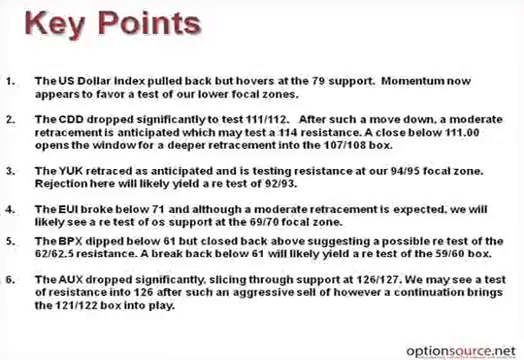Finally, the AUX dropped significantly, slicing through the 126-127 focal zone. We may see a test of resistance back into this 126 range after such an aggressive sell-off. However, continuation brings the 121-122 box back into play.